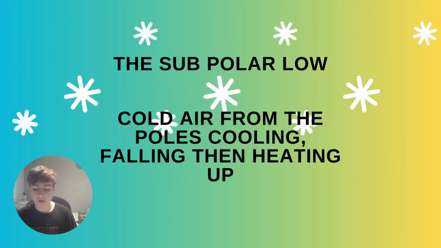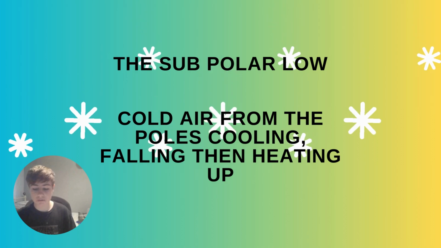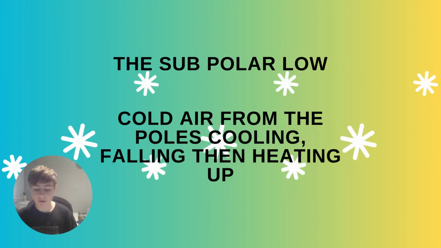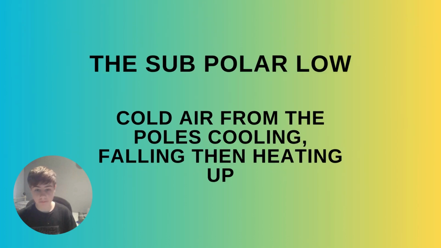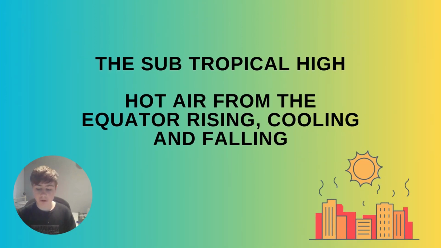The subpolar low is caused because the cold air in the poles falls and then heats up, creating low pressure below the poles. The subtropical high is caused because the hot air from the equator rises and then cools, creating high pressure in the subtropics.